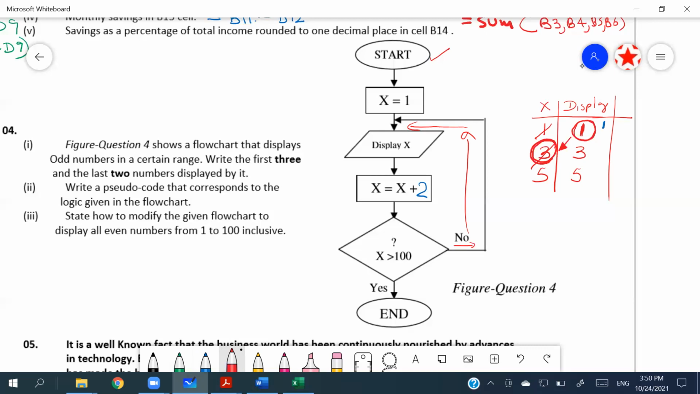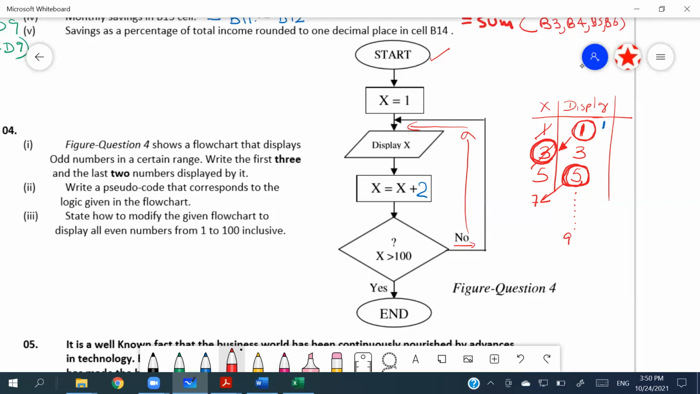So what's going to happen when you display 5? Once you display 5, it's going to be increased to 7. So we know now this is there to display the odd numbers, right? And the limit that they are figuring out is x larger than 100. That is what they are asking as the number. So 99 is the largest odd number that we can find in this range before 100.